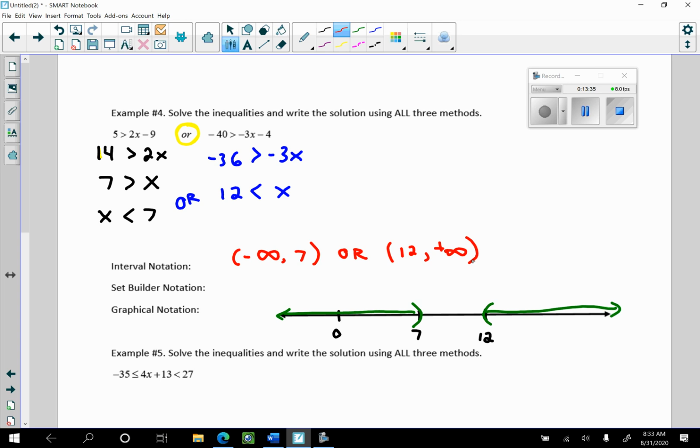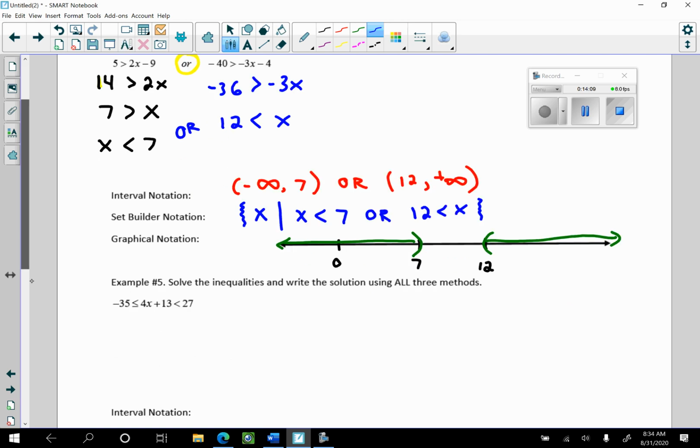Now I want a set builder notation. I go blue, squiggly line, x, straight bar, all x such that x is less than 7, or x is greater than 12. Good? You good on this? Let's do another example, example 5.